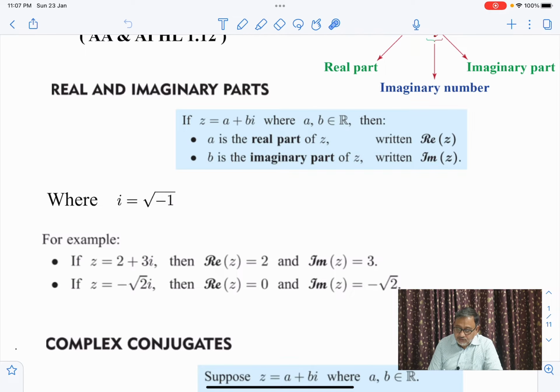Now for example, if Z is equal to 2 plus 3i, then real part of Z is 2 and imaginary part of Z is 3. So I hope this is clear to you. If Z is equal to negative root 2 i, then real part of Z is 0, because there is no real part. There is only imaginary part here, isn't it? So imaginary part of Z is negative root 2. So please note that we don't include i in the imaginary part. We just write the real number. So real part as well as imaginary part, both of them are real numbers. That is why in this definition it is mentioned like that. So I hope this is clear to you.